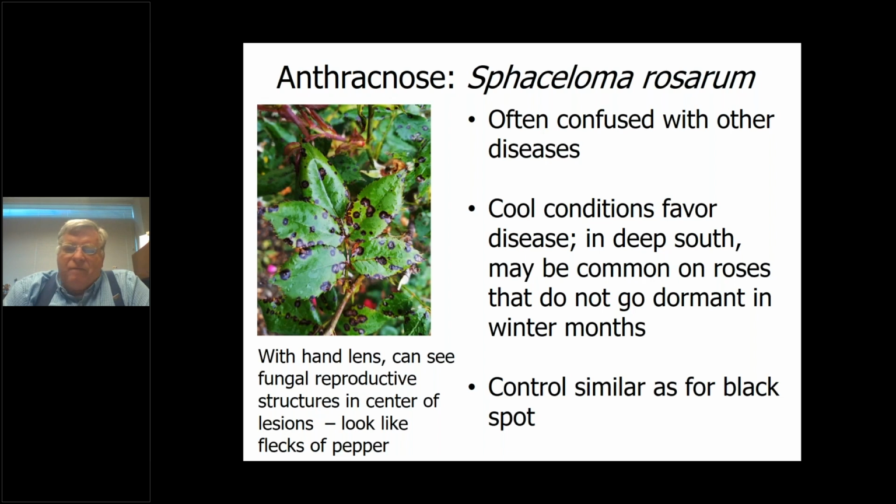Now, one way you can tell it from Cercospora and black spot and downy mildew is that Anthracnose is going to have discrete lesions like Cercospora. But if you have just a magnifying glass and you look at the spots, the center of the spots will have flecks in them that look like little grains of pepper. This is the fruiting bodies of the fungus that causes Anthracnose. You won't see those in Cercospora, so you can tell it apart that way.